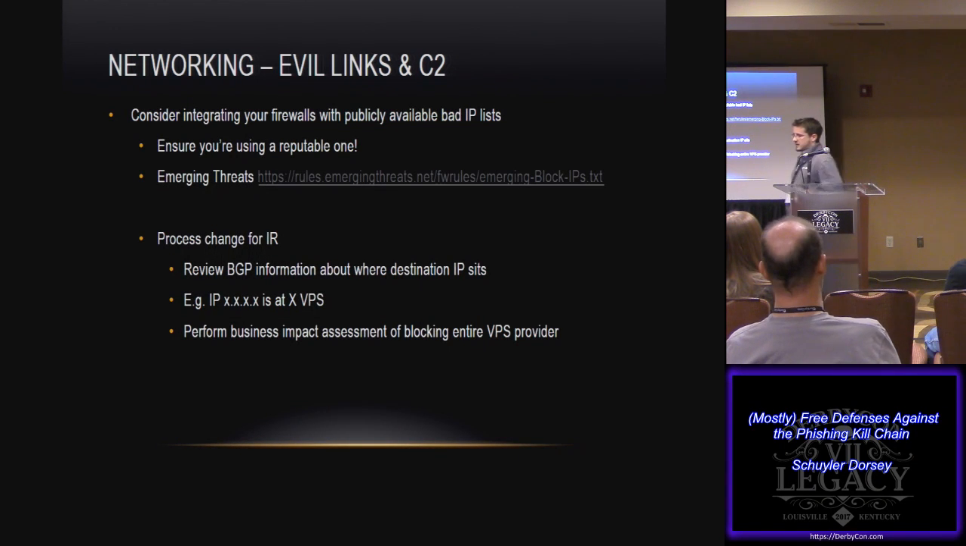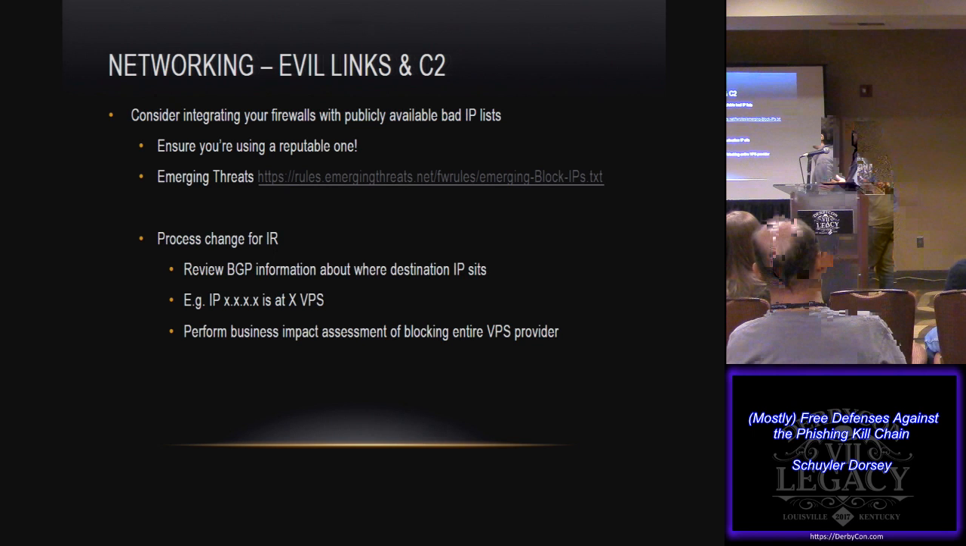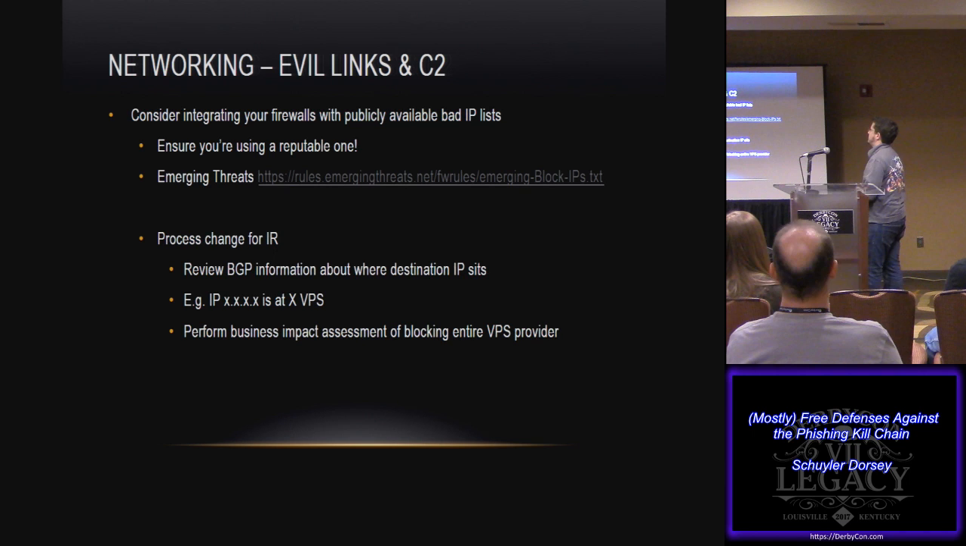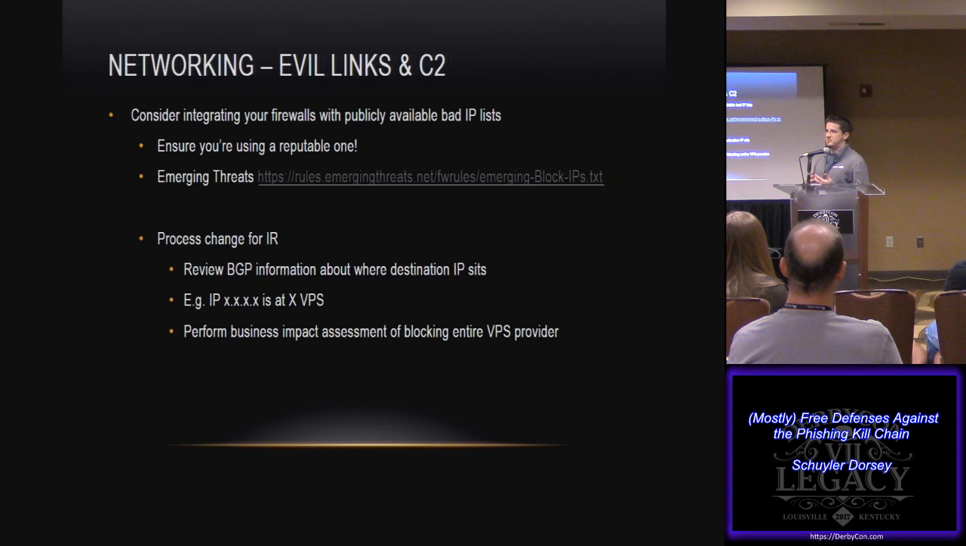So consider integrating your firewalls with publicly available bad IP lists. There's a couple good ones out there. Emerging Threats has a really good one that actually aggregates a lot of great information into one IP feed. And it's super easy with a lot of firewalls to actually integrate that list directly into the firewall, so it's blocking it proactively. You could also consider a process change for incident response.